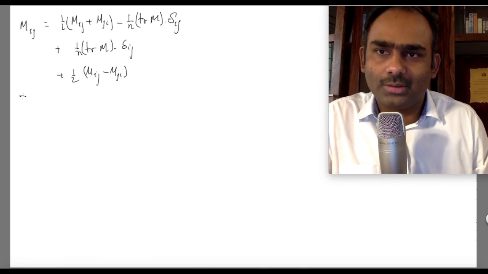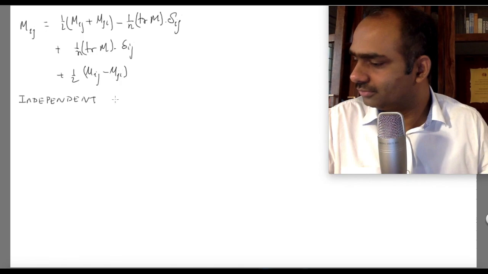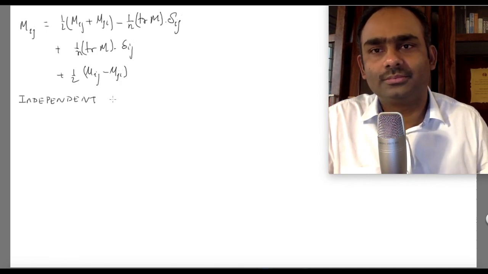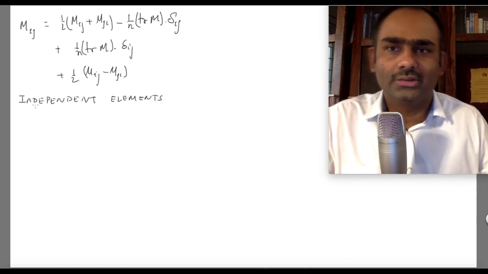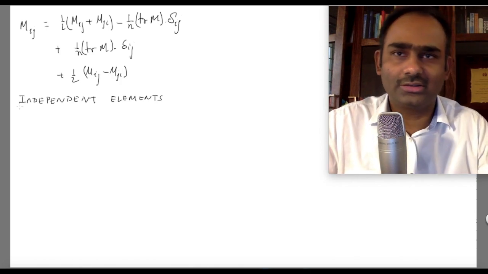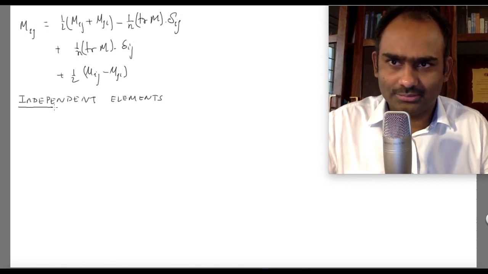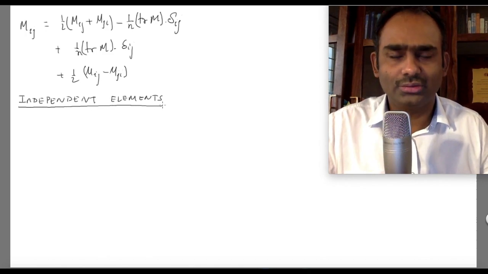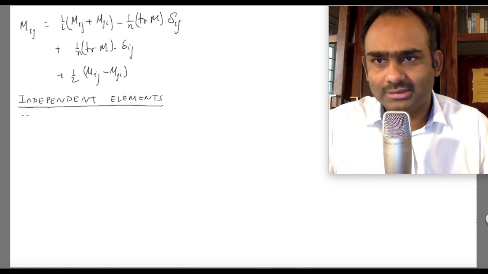Now we want to talk about the number of independent entries that you have in a symmetric matrix or an antisymmetric matrix. That's what we want to do, and I'll count these in two different ways. So first, let's look at a symmetric matrix.